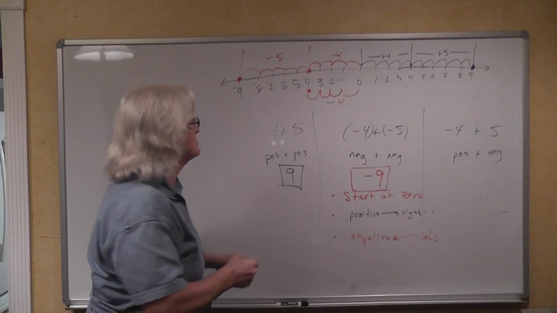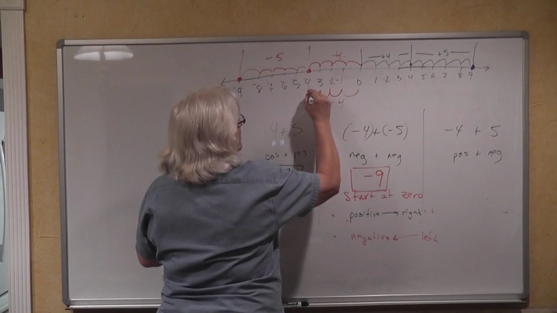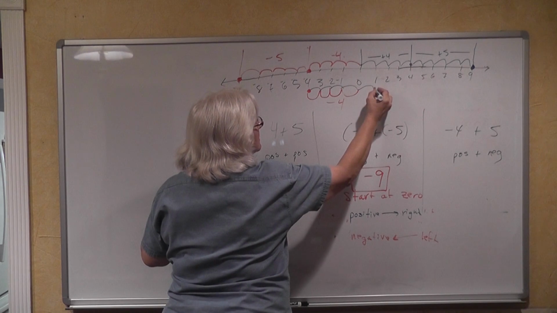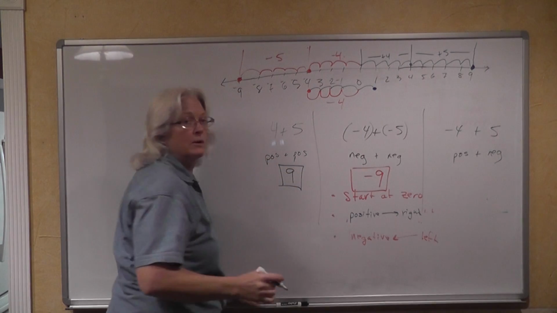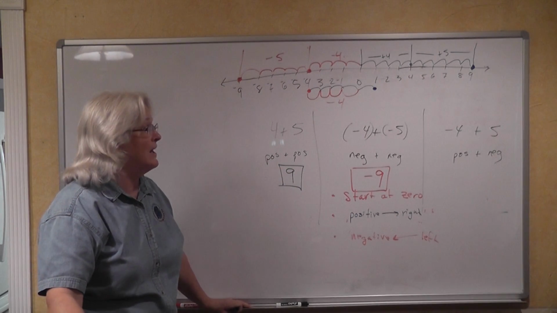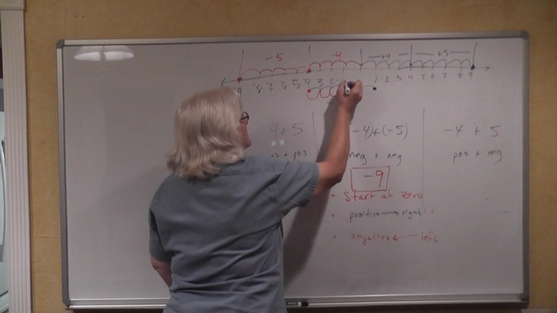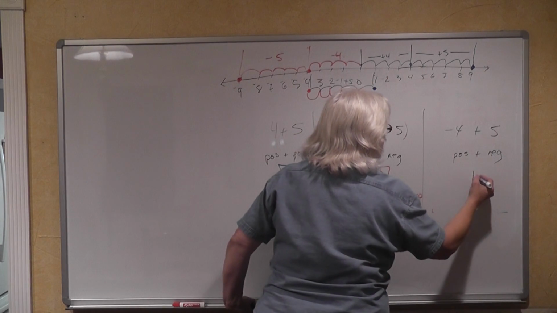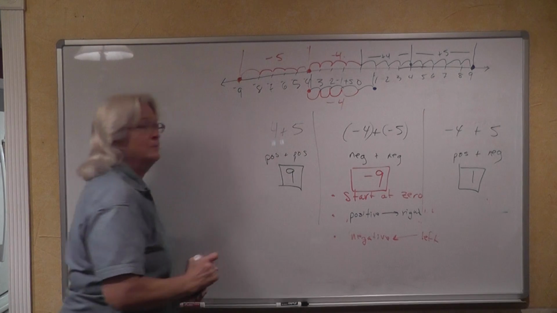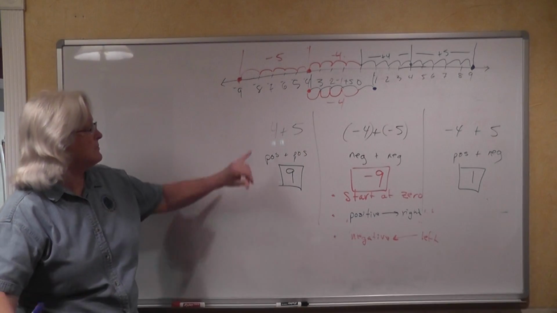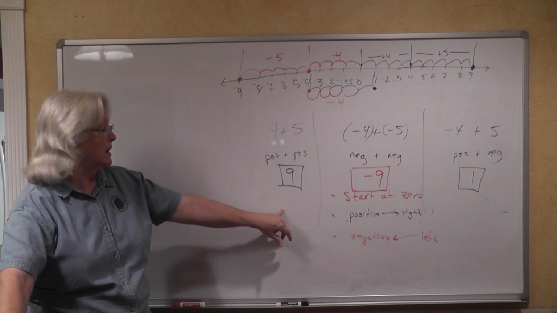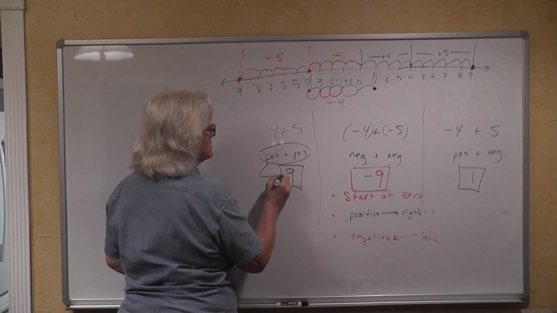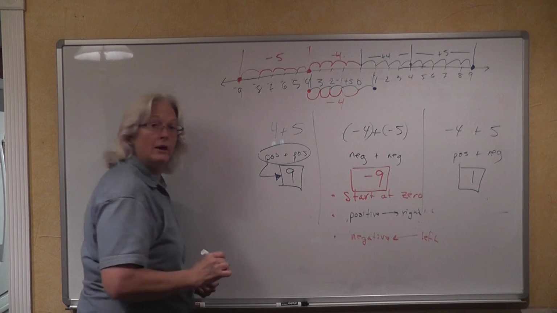Now we're going to move 5 units to the right. 1, 2, 3, 4, 5. And that stopping point right there is what happens when we add a negative 4 and a positive 5 together. You end up with a positive 1. Now, let's go back and look at this. Positive 4 and positive 5 is a 9. See a connection here? 2 positives, and your answer is positive.